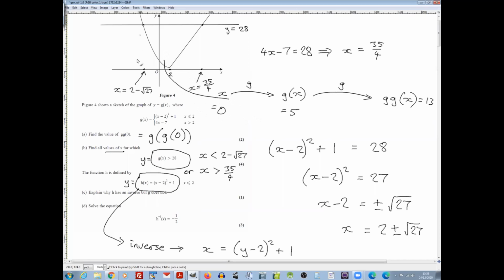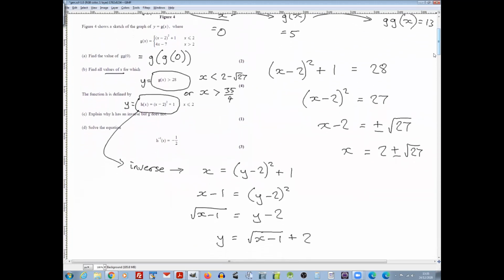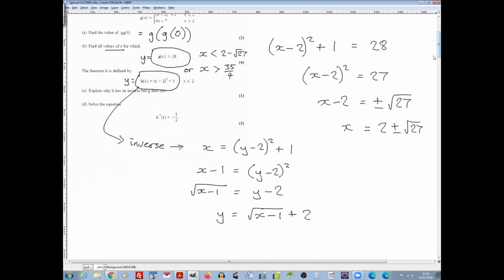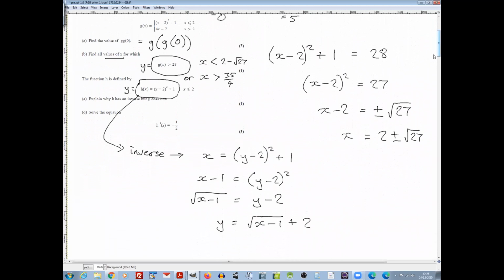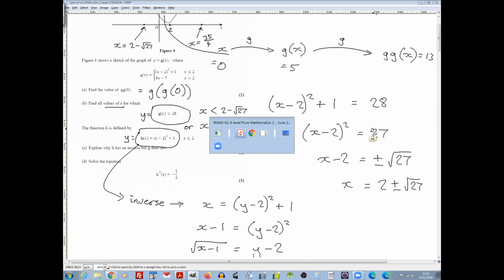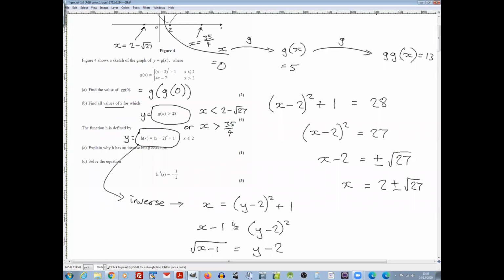Do you agree that's a reflection in y equals x? Yep. Now that is the negative version of the square root, isn't it? Remember we were just looking back to this one here. There's y equals positive root of x. Down here would be y equals negative root of x. So it must be negative.